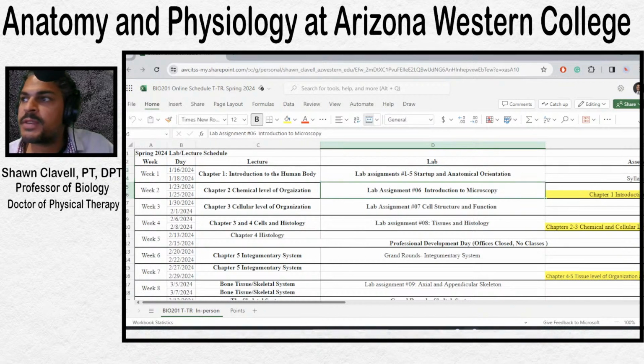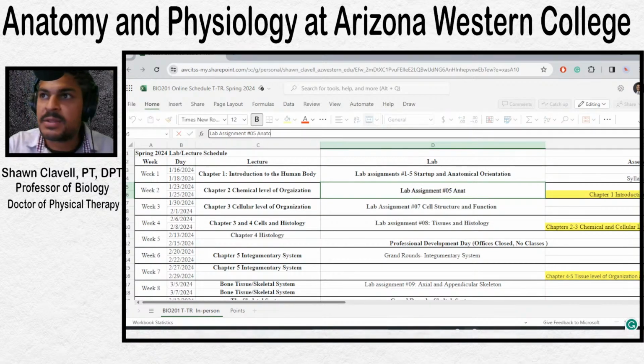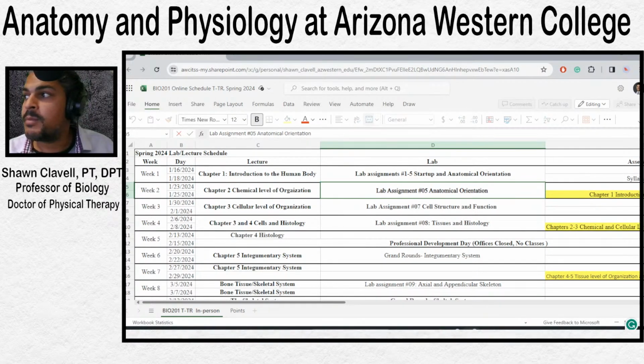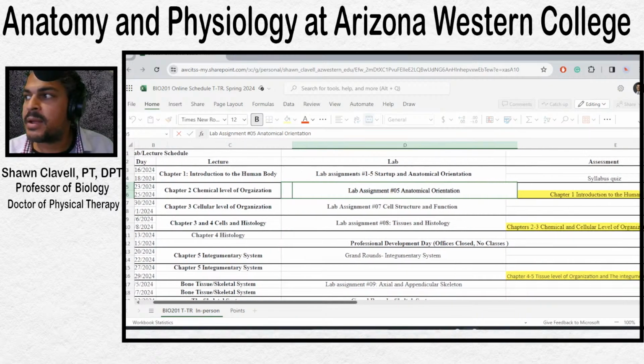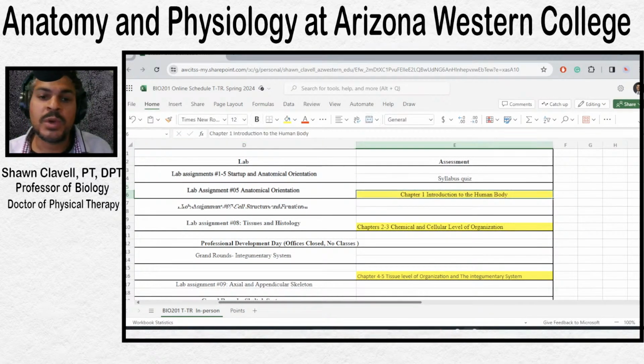Actually, I should fix this. We already started a little bit differently in terms of our lab assignments. The lab assignment you're working on now, lab assignment number 5, anatomical orientation, is due a little later this week, I think on Friday, because towards the end of the week we have the chapter 1 test as well.